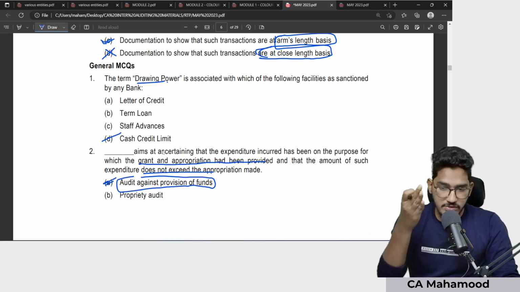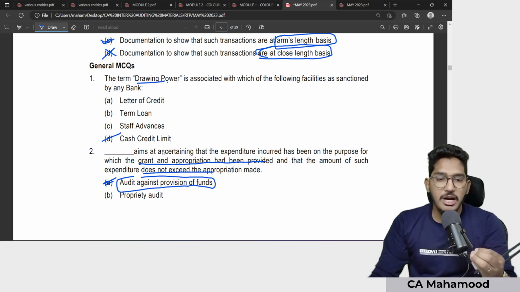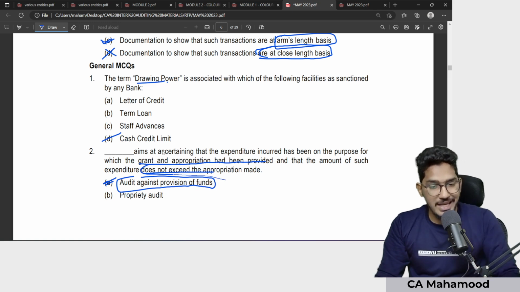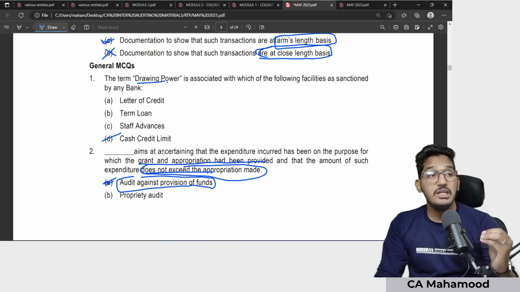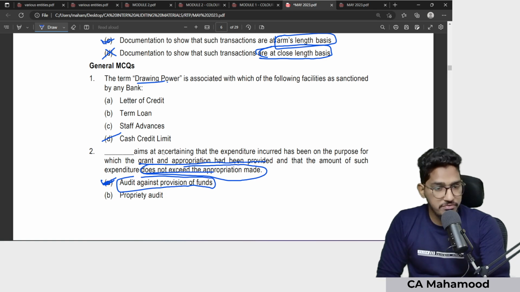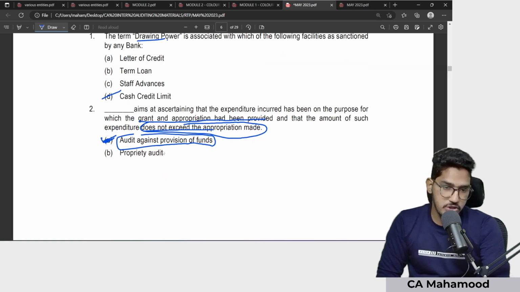Whether actual expenditure which is incurred is within the amount appropriated, that is within the limits which were sanctioned or not, that we need to check. So checking whether expenditure does not exceed the appropriation made, within the allocated amount, within the amount of funds provided for, that we call audit against the provision of funds. So option A will be the correct option.